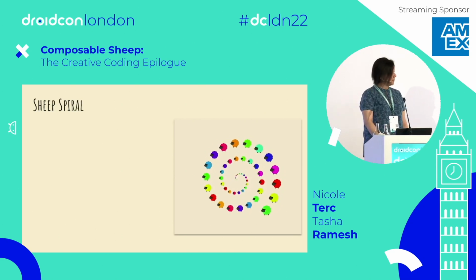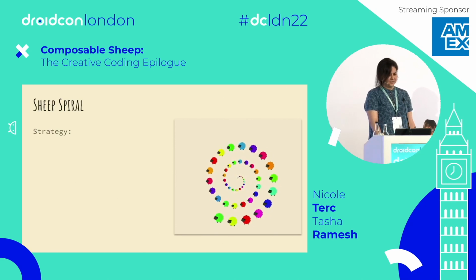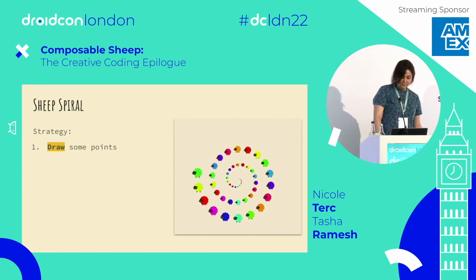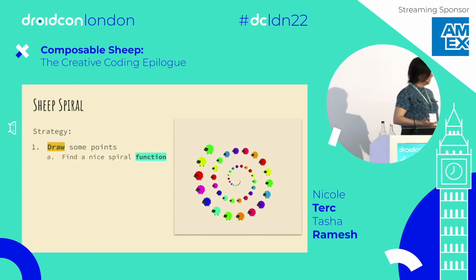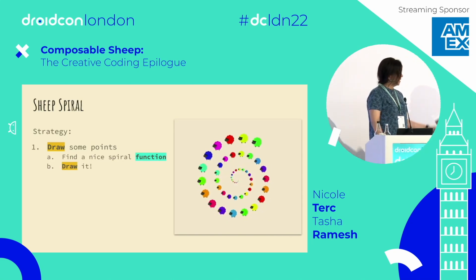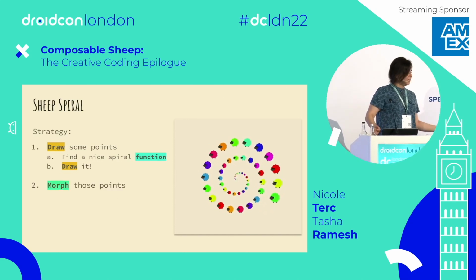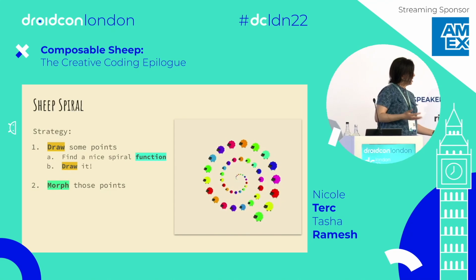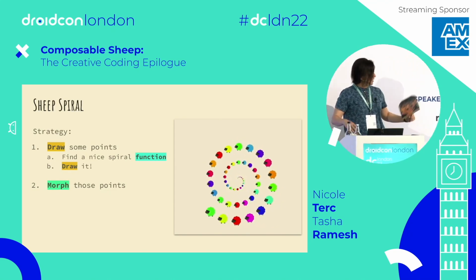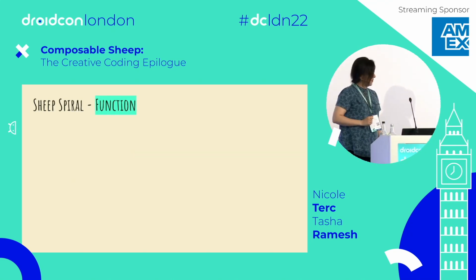And for that, let's go over our strategy again. As you may have remembered from the first section of this talk, the first step is to draw some points in place. In order to draw them, we're going to need to find a nice spiral function for that, right? Once we have this nice function, we're just going to draw it, and we have the spiral in place. After the spiral is in place, then we're just going to go crazy and start morphing things to see what things we can do that makes this spiral look a bit more interesting. And just doing that, you're already dipping your feet into creative coding, folks. Congratulations. Anyway, let's go step by step.